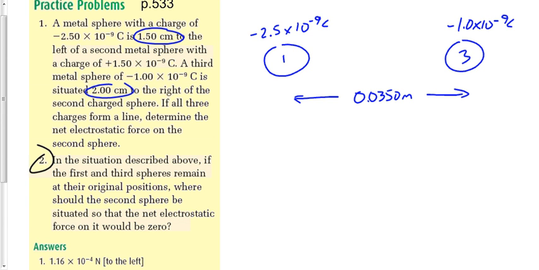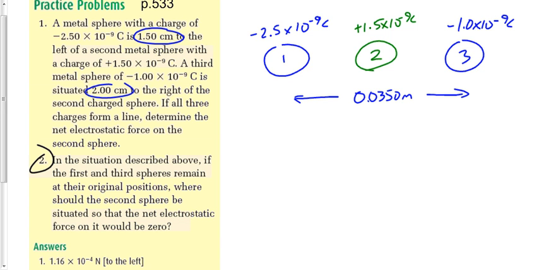Now, we're putting number 2 somewhere, not in the middle. That's not going to balance the forces because the charges aren't the same, but we're going to put it somewhere in between charges 1 and 3. I don't know where exactly. I'm going to draw it in the middle, but I know it's not going to be exactly in the middle. That doesn't really matter. Its value, by the way, is positive 1.5 times 10 to the negative 9 coulombs. We know that the net force has to be 0, so the forces acting on this must balance each other out.